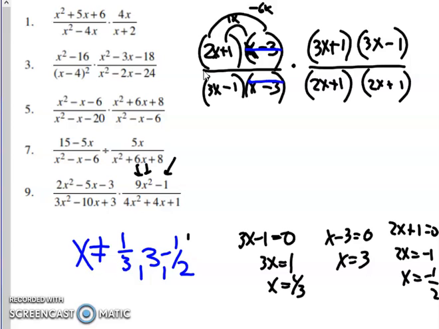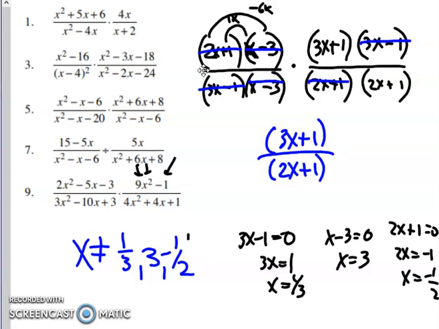x minus 3 divided by itself. 3x minus 1 divided by itself. We have a 2x plus 1 divided by itself. So we end up with 3x plus 1 over 2x plus 1, with, again, the restrictions being negative 1/2, 3, and 1/3.